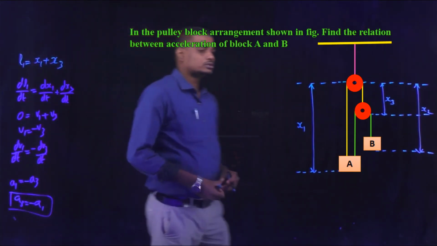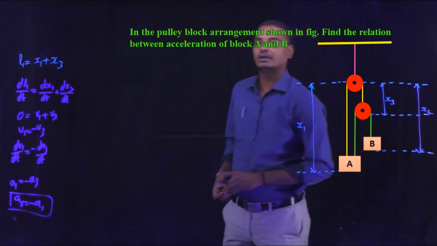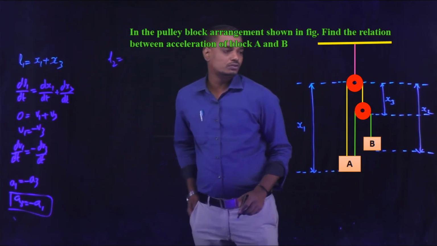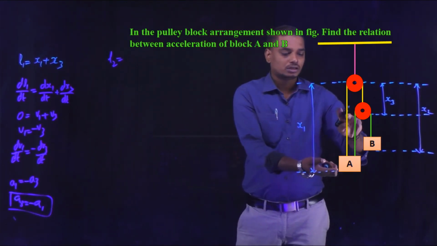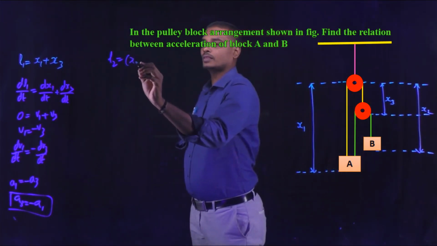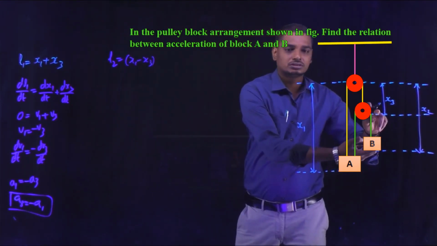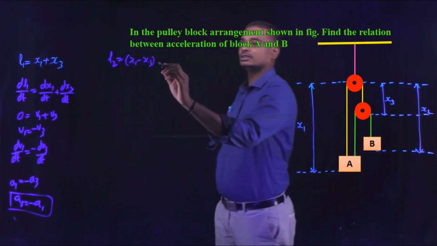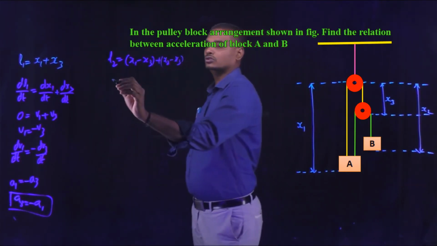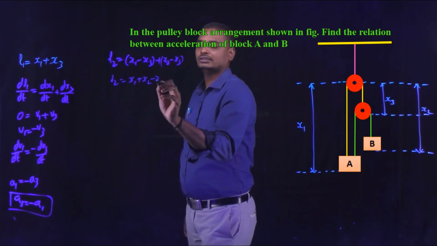Now consider the length of the second wire, the green colored wire, let it be the length L2. So L2 is equal to this part, which is nothing but x1 minus x3, and now this part, which is x2 minus x3, plus x2 minus x3. So L2 is equal to x1 plus x2 minus x3.